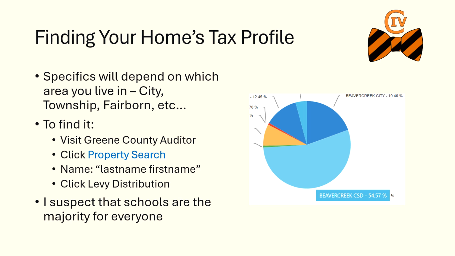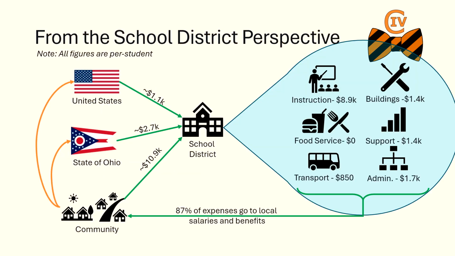So to find your tax bill, you're going to visit the Greene County Auditor website. You can find that through Google, or I'll try to add a link underneath this video. You're going to click on the property search button, and you're going to search by your last name and then your first name. Note that there's no comma between your last and first name. It should come up with your property address that you own, and you'll click on levy distribution. And when you do that, you should see a graph that looks like this one.